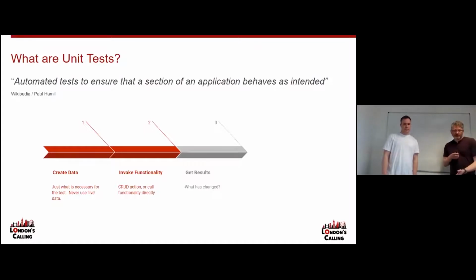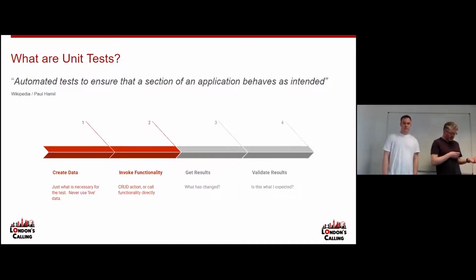Once that's taken place, we need to get some results. We're going to check the state of our Salesforce org. Maybe there's some error messages we need to look at. Some data might have been created. We just need to see what's happened. And finally, we're going to do a piece of validation. What we're going to do is take the results that we were expecting from our functionality.